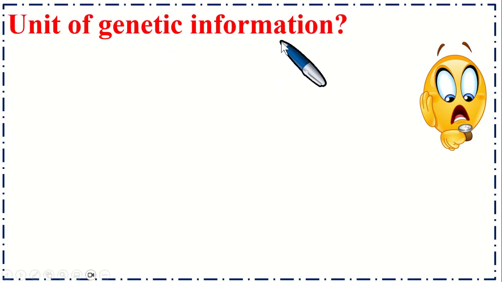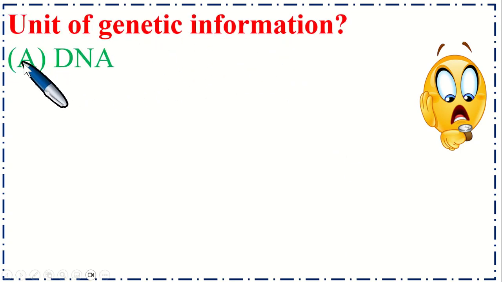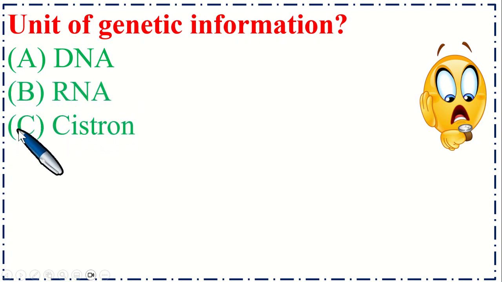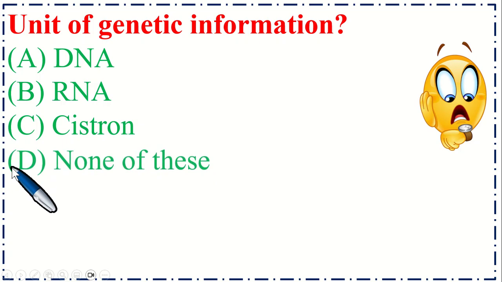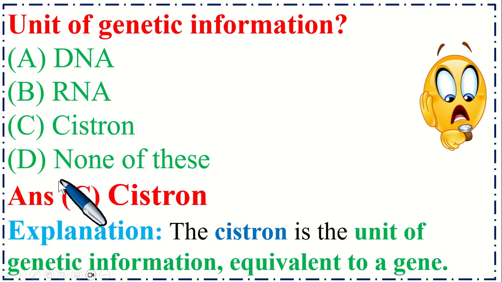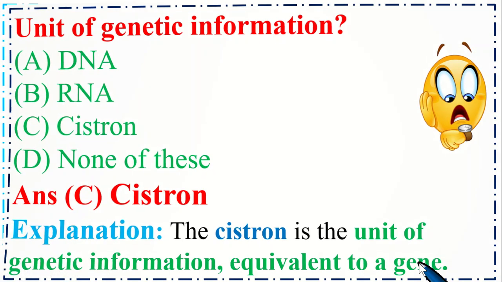Unit of genetic information: option A DNA, B RNA, C cistron, and option D none of these. So the correct option is C, cistron. The cistron is the unit of genetic information equivalent to a gene.